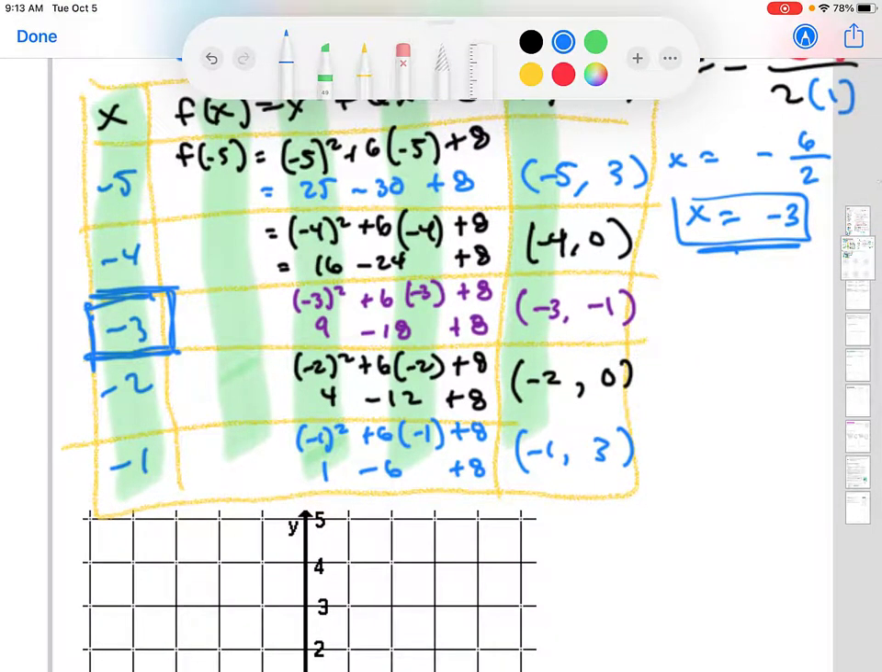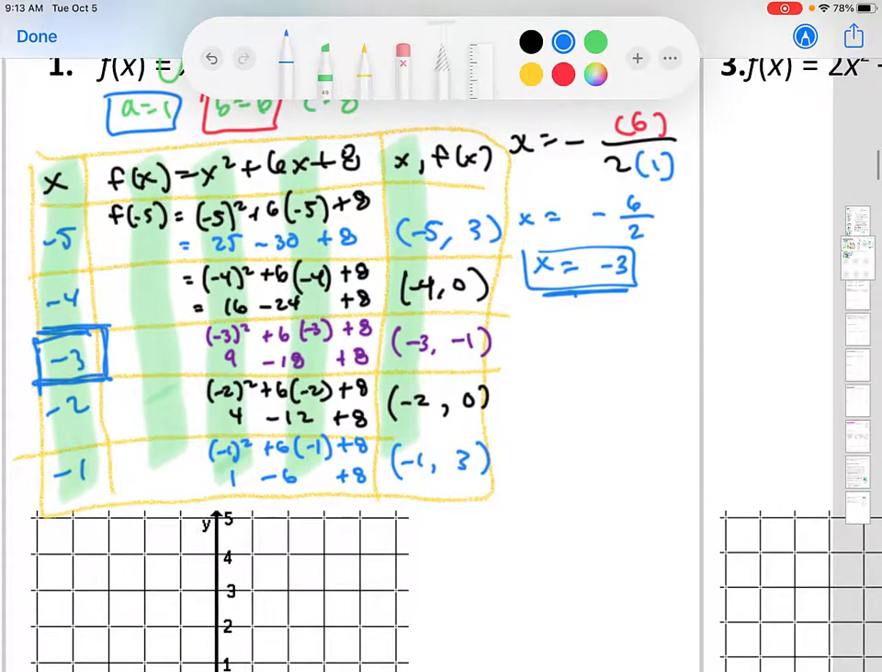And if you notice something, if you find the axis of symmetry, you'll notice that in my last column, all of the ordered pairs that are blue, the y values are the same. And in the black ones, the y value is the same as 0. So let's go ahead and graph this now.